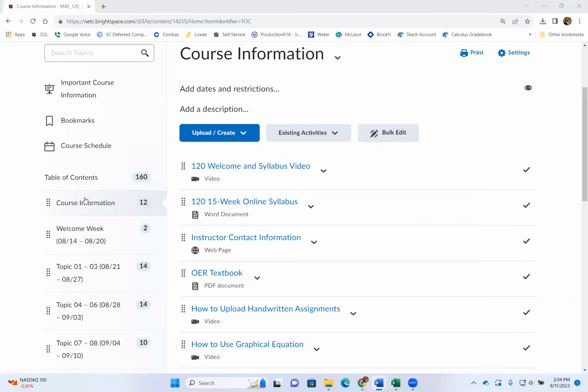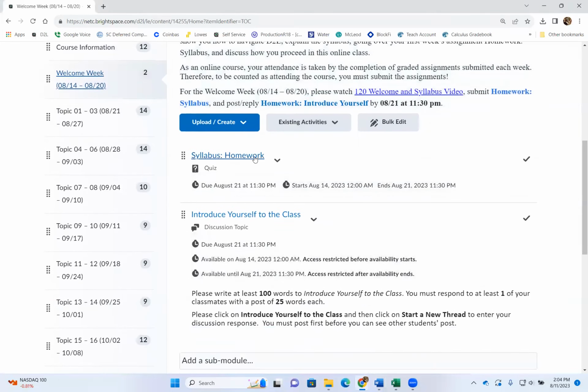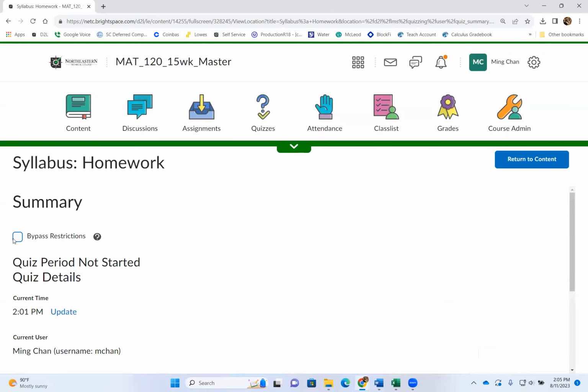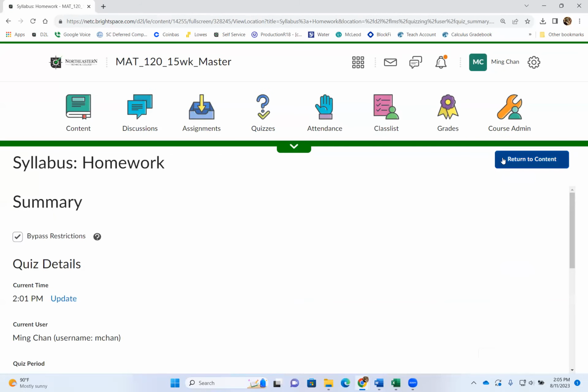All right, let's go over this very first assignment under the welcome week. So this week, you have the syllabus homework and introduce yourself to the class. Okay, both of them are due on August 21st. So the syllabus homework, let's go over this real quick. Every question except the first one, you can simply pause the video and copy down the answers and then enter them when you are doing the syllabus homework.